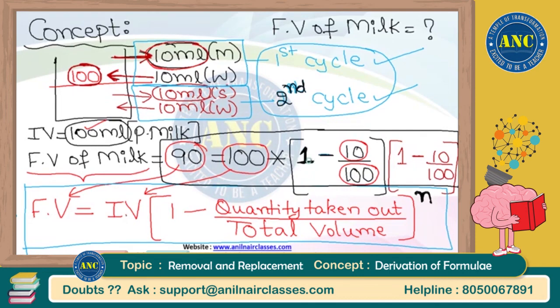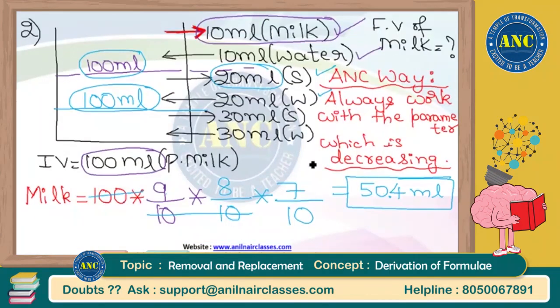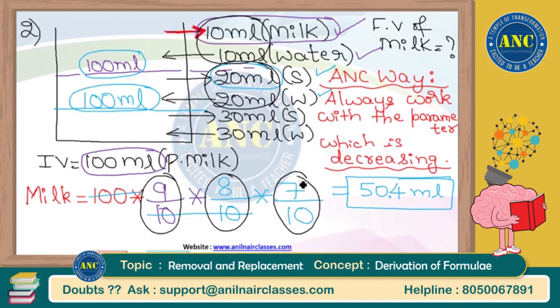That is the reason for the question which I have taken here. In this particular question, here it is 10 and 10, but here it is 20 and 20. That means I cannot write 9 by 10 into 9 by 10 into 9 by 10 here. I should write 9 by 10 into some other value depending on the numerical values.